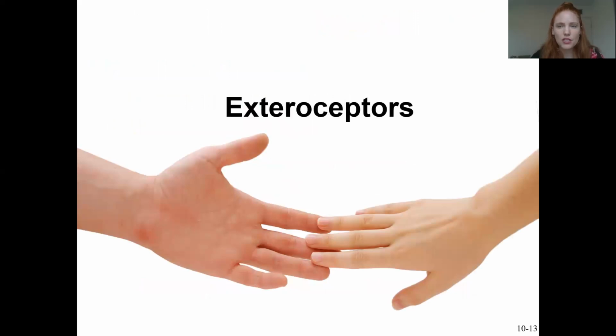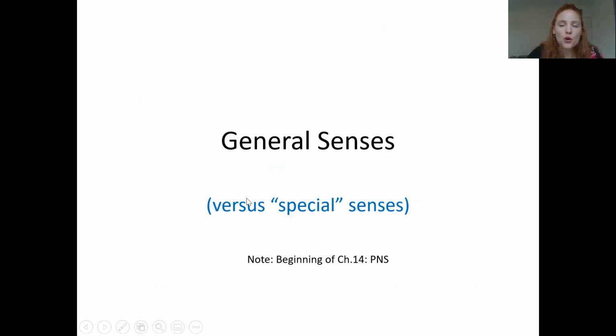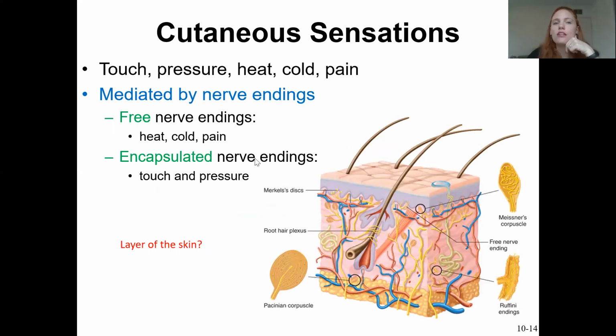Let's get into some of those exteroreceptors. Extero meaning external. So we're going to start with general senses, and general senses are different from special senses because special senses are sensations that only come through one particular sense organ. For example, sight, we only see through our eyes; smell, we only smell through our nose. Whereas general sensation just means body-wide. Another way to say this would be cutaneous sensations that come through the skin.